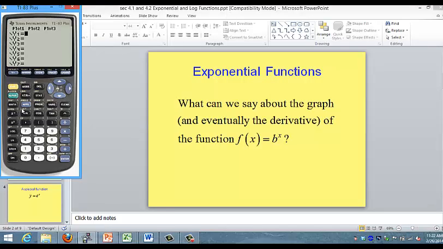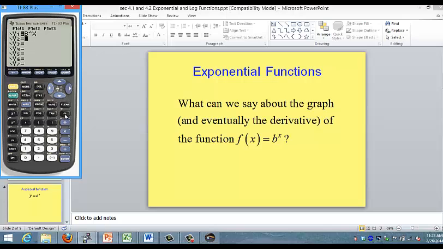What you're going to do is hit the alpha button, right below the second key, and type in B. This really stinks that I can't see. Right here? That's a B. And then caret, and then X, so that's the x-t-theta key. All right? So I have y equals b to the x power.